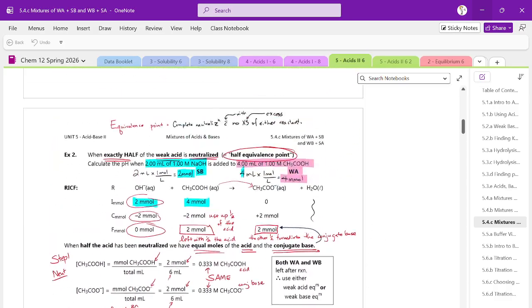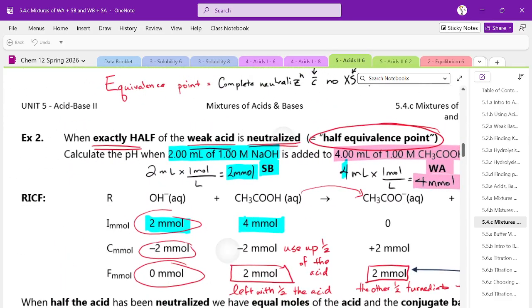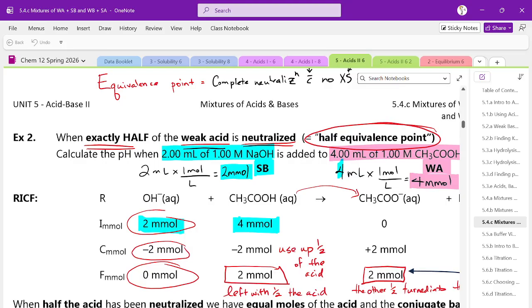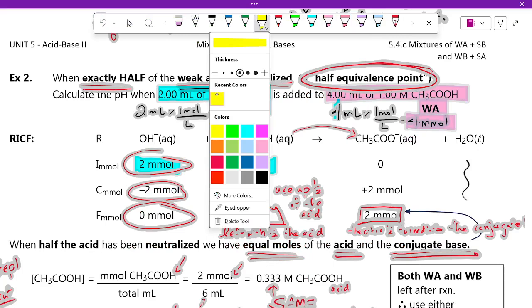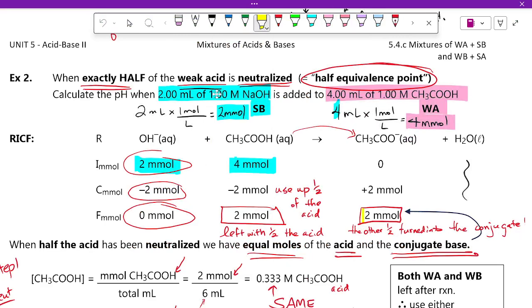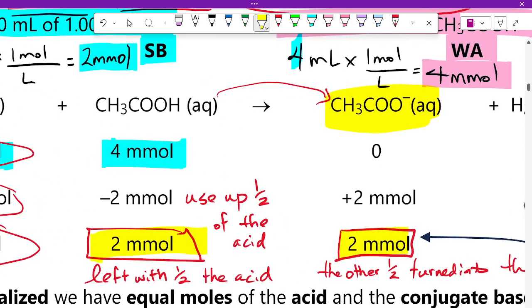What we had last day is we had a situation where, if you remember, we neutralized half of the quantity of a weak acid with a strong base. And so what we ended up with is equal moles of the conjugate base and the conjugate acid.